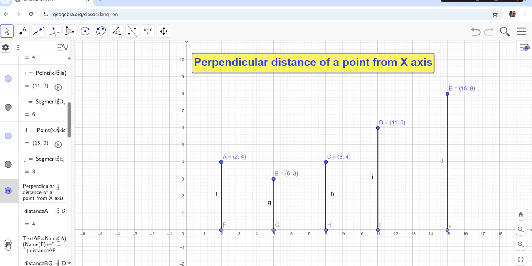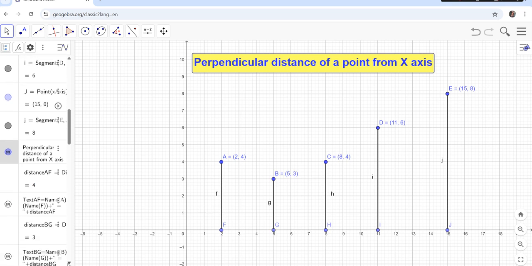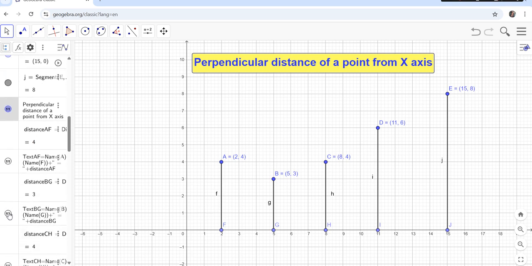Let's check another line segment. Yes, we have marked the length of BG. Let's check what its measure is. Yes, its measure is 3 unit. And again, what are the coordinates of point B? These are (5, 3), and again 3 unit. The measure of line segment BG is 3 unit, which is the y coordinate of point B.